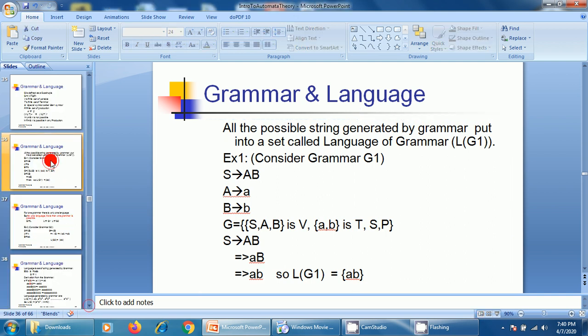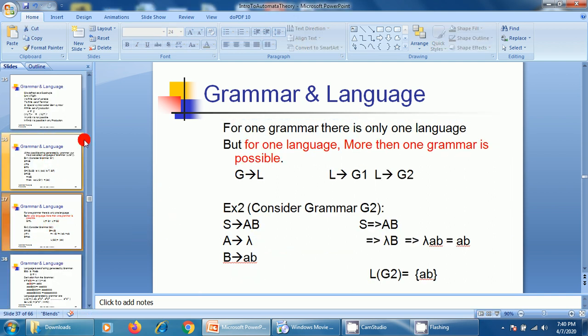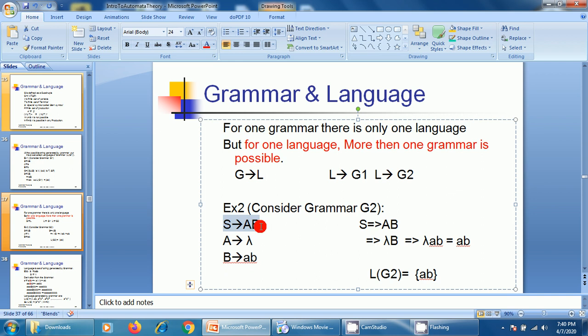Okay. Now see example 2. Here another grammar G2 is given. Consider this grammar, and the name of this grammar is G2. Suppose that S tends to AB, A tends to a lambda, and B tends to Ab. There are three productions given in this grammar. So how many non-terminals are there in this grammar? There are three non-terminals: capital S, capital A, and capital B. Terminal symbols, there are two terminal symbols, small a and small b.